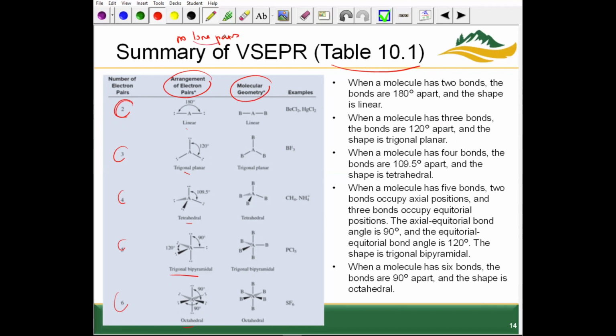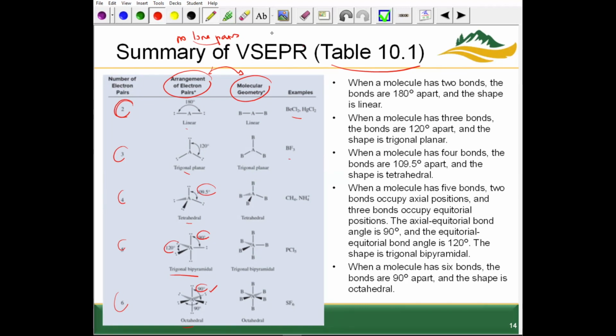If we're starting to add in lone pairs, then we'll see differences here, but we'll get there soon in chapter 10. So here are some examples as well in this table. So it's handy. It also shows the bond angles here. So 180, 120, 109.5, 120, and 90, and then just 90 for octahedral.